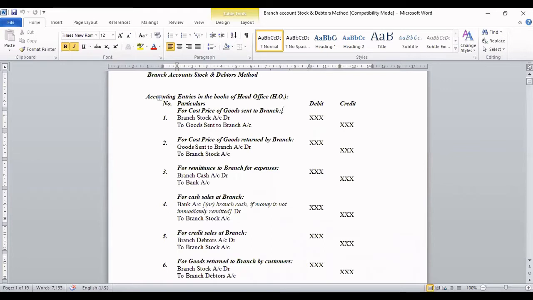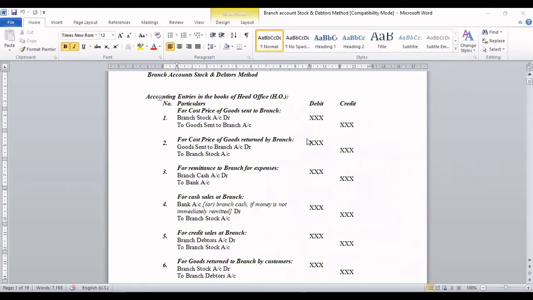So first entry, when goods are sent to branch, the entry will be branch stock, because it is going to increase the stock of branch. So branch stock will be debited to goods sent to branch account. Is this entry clear, everyone? First entry: branch stock account debit to goods sent to branch, when the goods are sent by head office to branch at cost price. Is this clear, everyone? Yes or no? Yes, sir. Okay, very good.